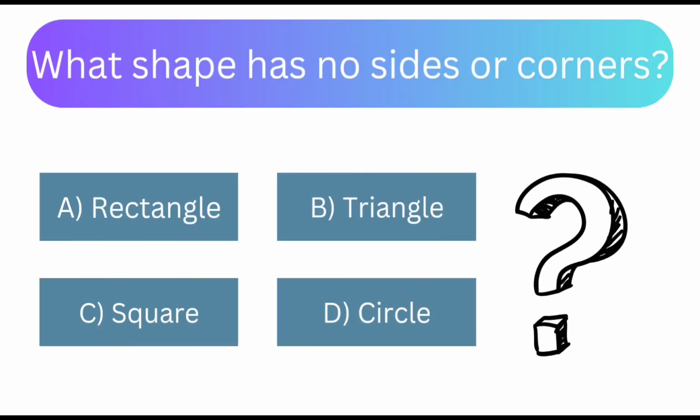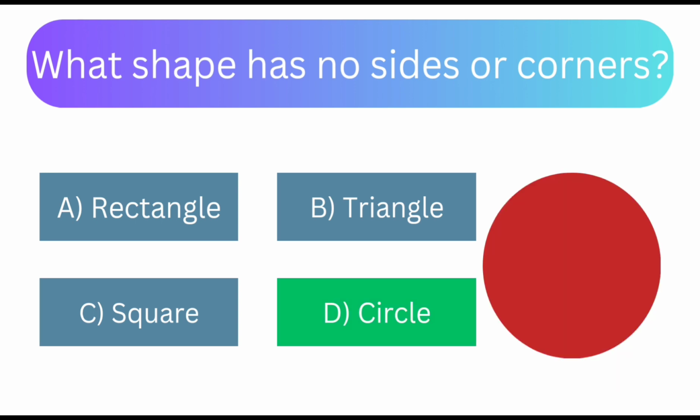Which shape has no sides or corners? D is the right answer, circle.